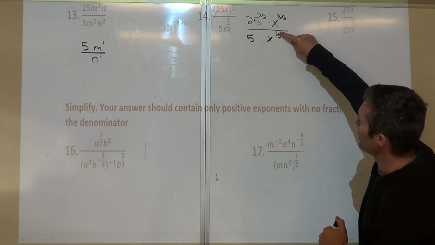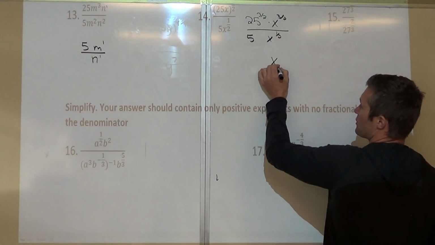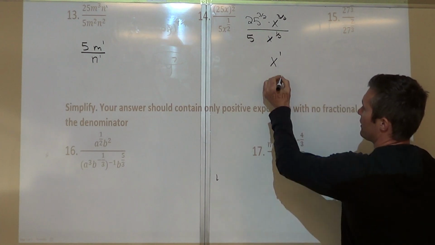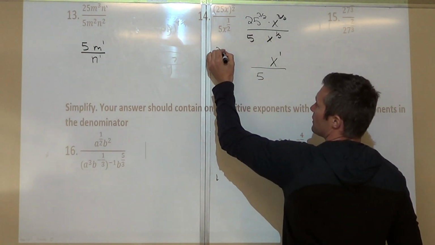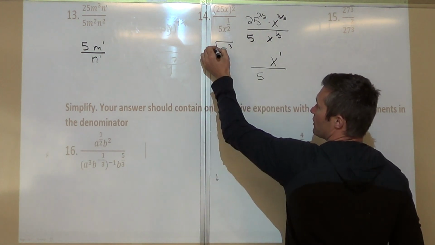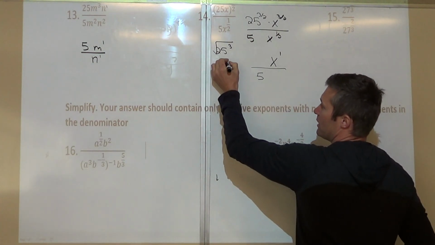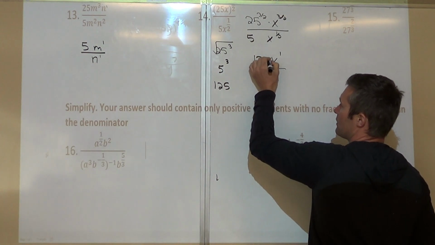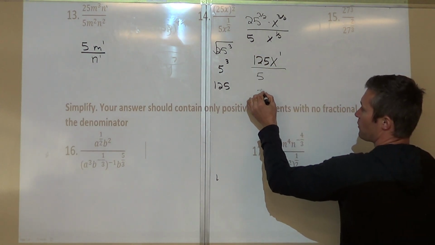So 3 minus 1 is 2. 2 over 2 is 1. So it would be x to the 1st power. It's bigger on top, so it stays up top. The 5 will keep here. Now 25 to the 3rd power root of 2. So what's the square root of 25? That's 5. 5 to the 3rd power is 125. And then 125 divided by 5 would be 25.